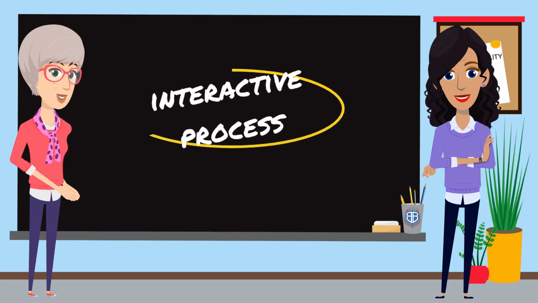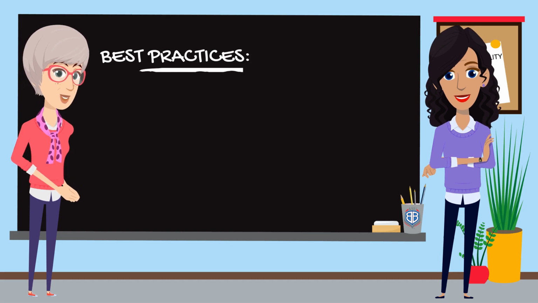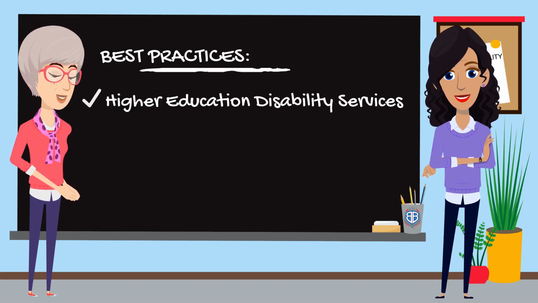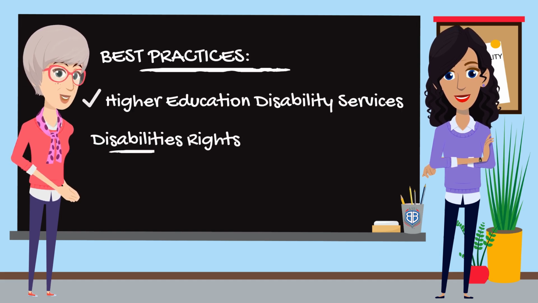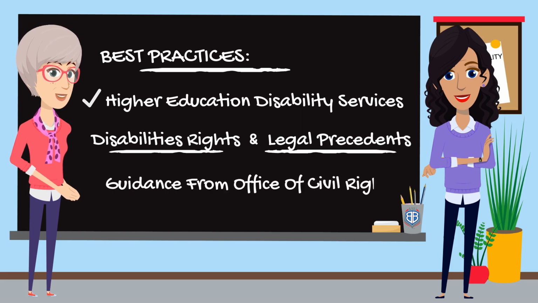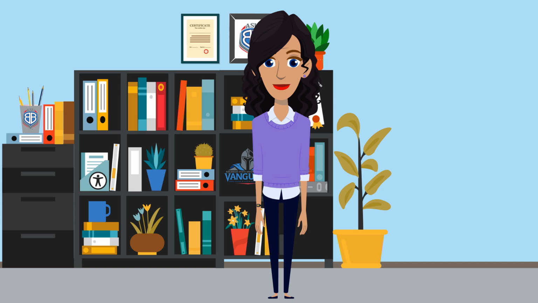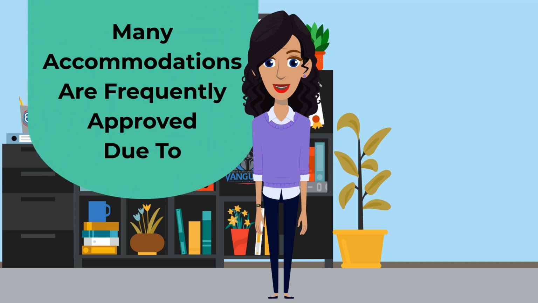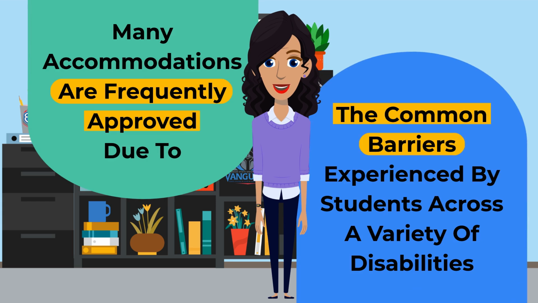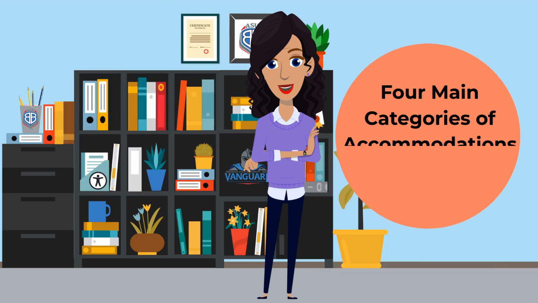During the interactive process, the office relies on best practices in higher education disability services, disability rights along with legal precedents, and guidance from the Office of Civil Rights. While accommodations are highly individualized, many accommodations are frequently approved due to the common barriers experienced by students across a variety of disabilities. These accommodations typically fall into four main categories.